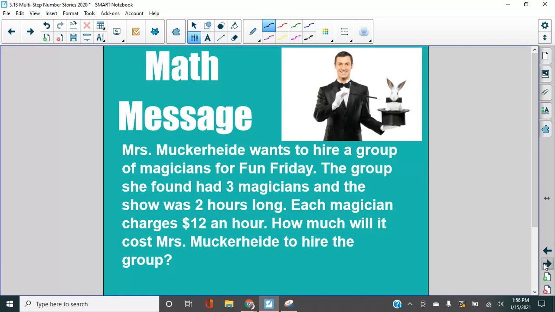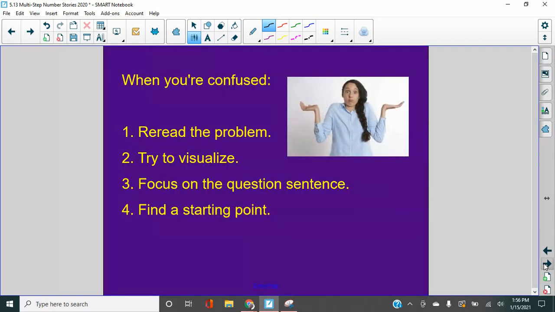Mrs. Muckerhide wants to hire a group of magicians for Fun Friday. The group she found has 3 magicians, and the show was 2 hours long. Each magician charges $12 an hour. How much will it cost Mrs. Muckerhide to hire the group? Well, that can be a little bit confusing, right? Do you sometimes feel like she does? We sometimes do, don't we?